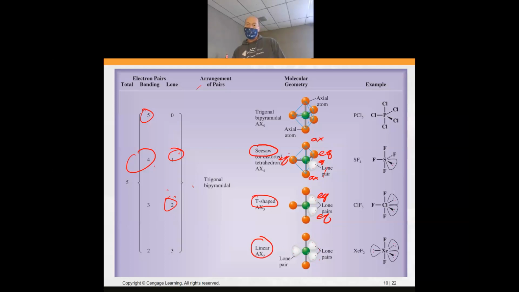Now note the bond angle. Linear is 180. T-shaped has 180 and 90. When you are seesaw, you're going to have your 120, your 90, and the 180. Okay, and your trigonal bipyramidal is also 90, 120, and 180.